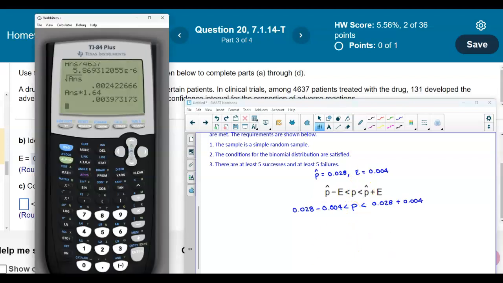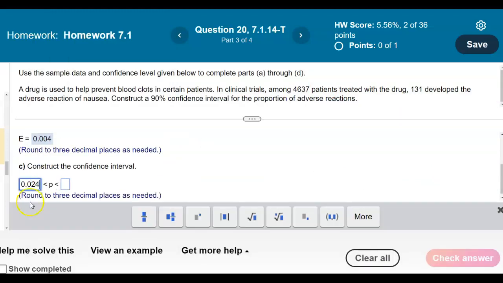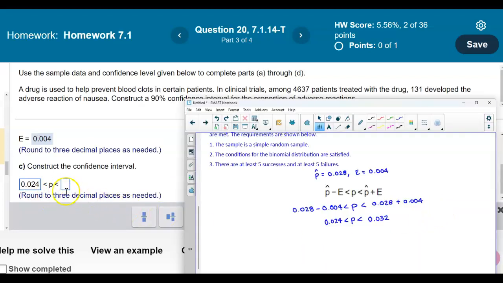So now let's go ahead and figure that out. So 0.028 minus the margin of error 0.004, which gives us 0.024. And then 0.028 plus 0.004. That gives us an upper limit of 0.032. Let's go ahead and check our result. So here, the lower limit, 0.024. And then the upper limit is 0.032.